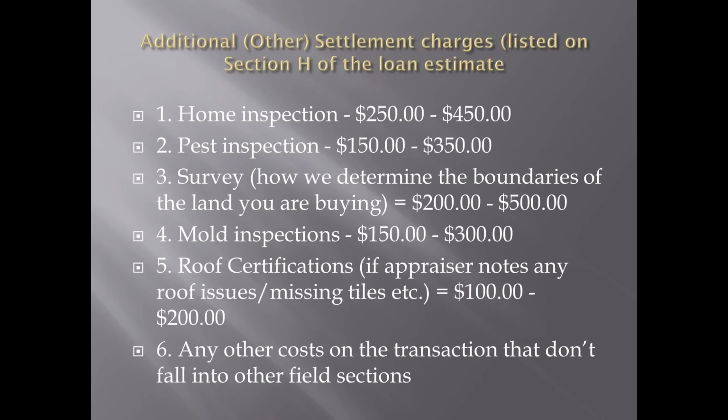Now, what's something that would indicate a roof certification being needed? If the appraiser notes anything that's wrong with the roof, missing tiles, anything like that. Any other costs on the transaction that don't fall into the other sections are always going to be listed in Section H.